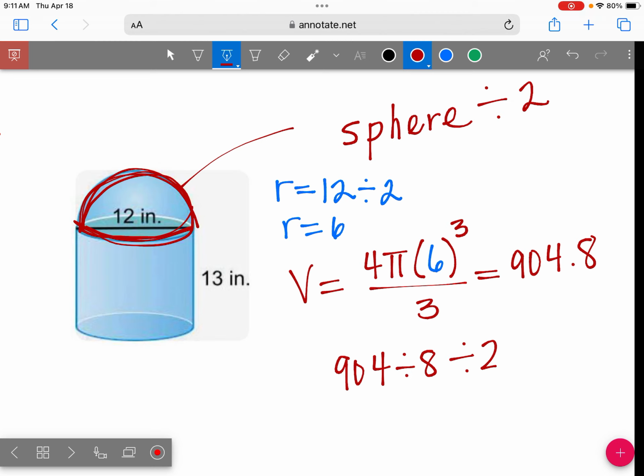That's half. So let's go ahead. Oh, I don't know why I wrote it that way. I'm sorry, y'all. Let me fix that. 904.8 divided by 2. So take that 904.8 divided by 2. And that's going to give you 452.4. So that represents the top half of the shape.